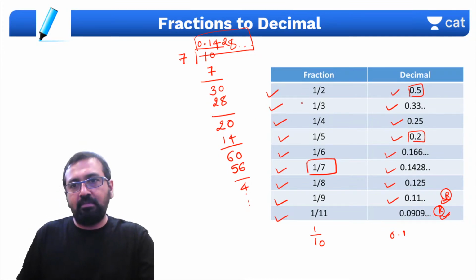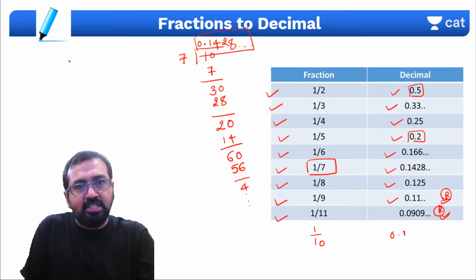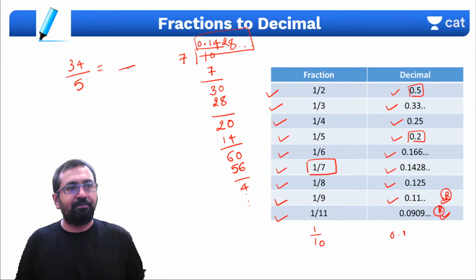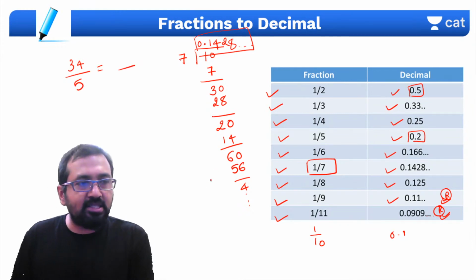Right, so I'm sure you must have understood this. Now, if I give you a fraction and ask you to convert it into a decimal, can you quickly do it? 34 by 5. What is the decimal equivalent of this fraction? Everyone, please type the answer in the chat box.